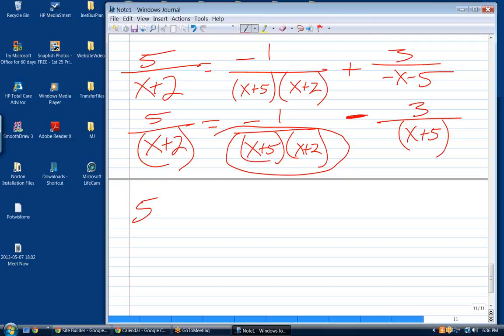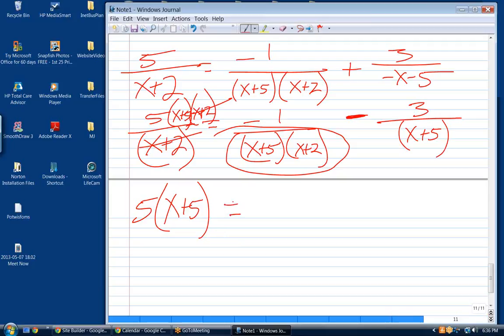5 times what? The x plus 2? Well, we have to multiply. The x plus 5 sticks around. The x plus 2 cancels. You see how? In other words, I don't have enough room here, but I'm going to multiply this by x plus 5 times x plus 2, and the x plus 2 cancels. So I'm left with 5 times x plus 5. It's the only thing left on the left side.